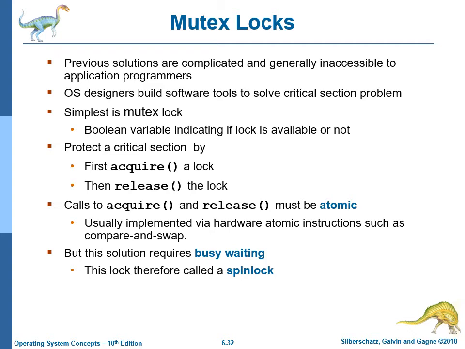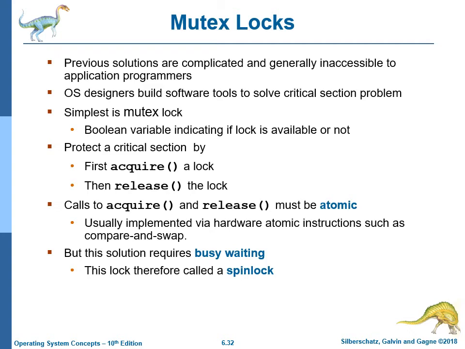Alright, so that was the hardware part. In the hardware-based solution to this problem, it looks complicated and is inaccessible to application programmers. Instead, operating system designers build software tools to solve the critical section problem, and the simplest of these is the mutex lock. We have test and set, compare, and then the compare and swap instruction. So instead, we let the operating system designer think about software tools to solve the critical section problem, and we make a simple tool which we call the mutex lock.